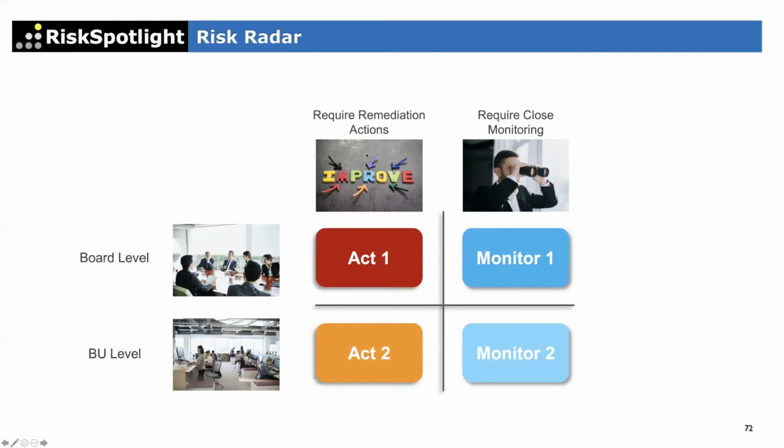And then on the top side is where the risks would be risks which either require some remediation actions where the control environment may be very ineffective, and then we need attention from the board or from the business unit to get more budget to invest in the controls around those risks. Or the risk exposure may be okay, but maybe there is a lot changing on that risk.